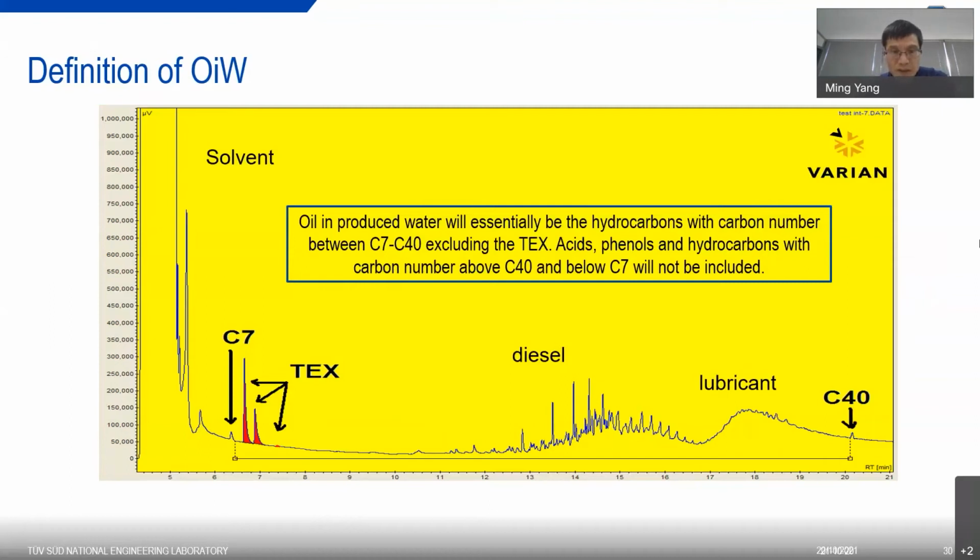So what you see is dispersed oil in the North Sea. We're looking at the area between C7 to C40, below all the peaks, if you like. But the BTEX is excluded. So that's toluene, ethylbenzene, and xylene that's excluded. So I'll repeat again, in the North Sea, for dispersed oil we're looking at only hydrocarbons, hydrocarbons between C7 to C40, with the BTEX excluded. Okay, so that's the definition in the North Sea.